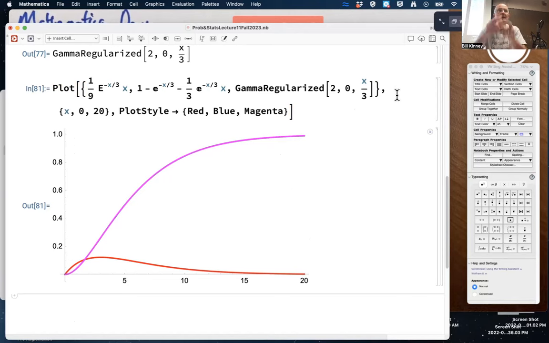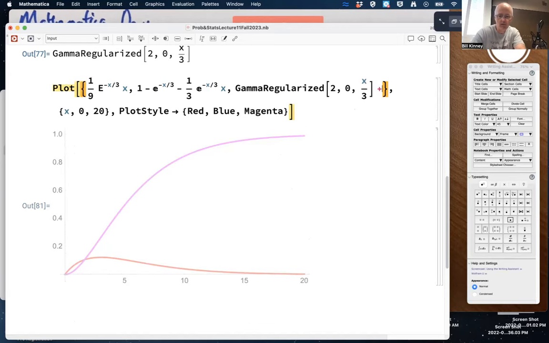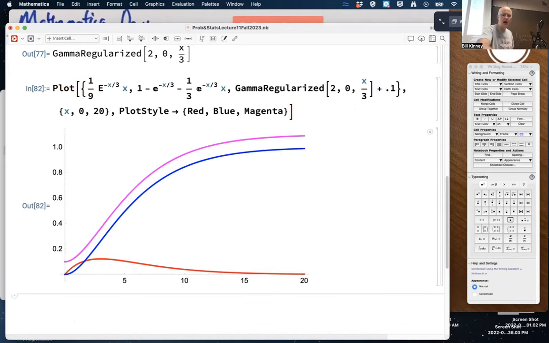Okay? There's the graphs. Does this make sense intuitively? The red graph is, let's go back to adding 0.1 to this just so we see the difference. The red graph is the PDF.